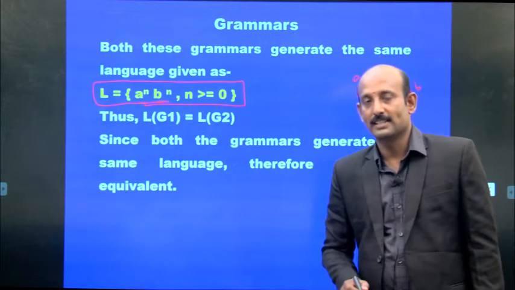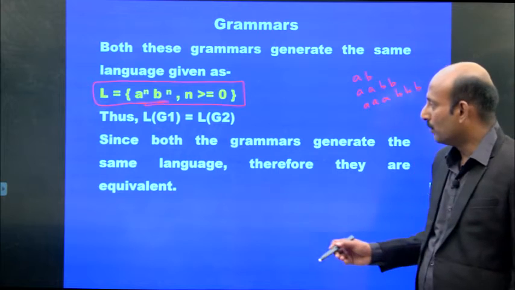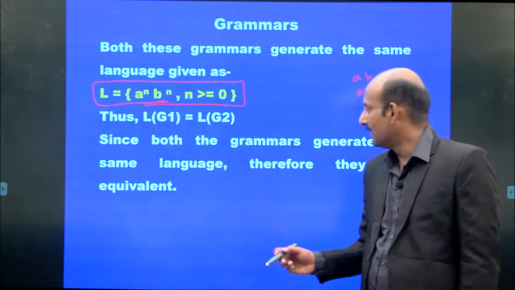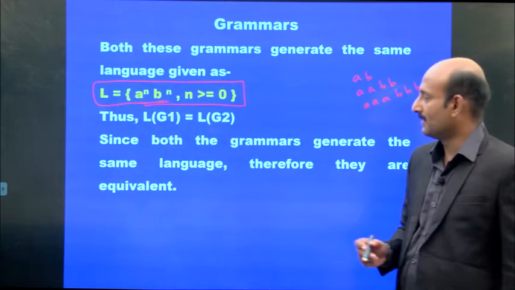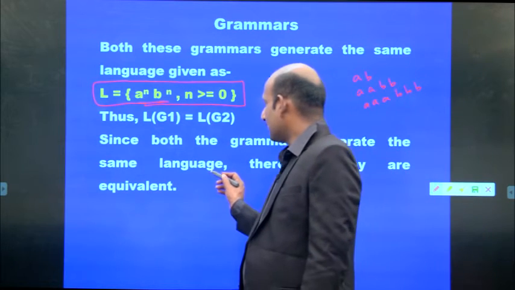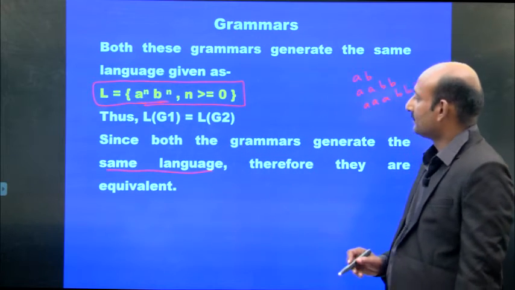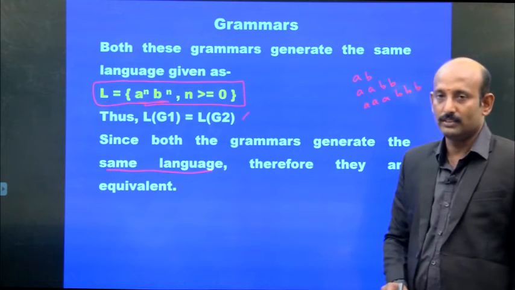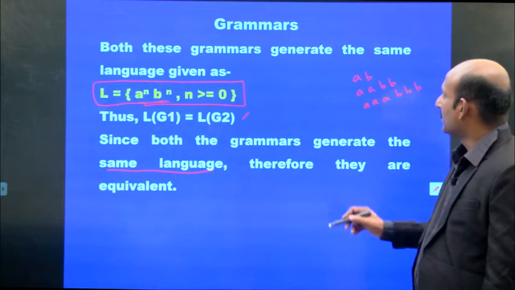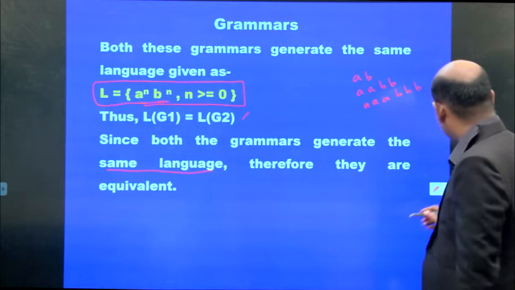I hope everyone is understanding that grammars are said to be equivalent if both grammars generate the same strings or the same languages. If it is the same language, then we can write L of G1 equal to L of G2. That means equivalence of the grammars, right?